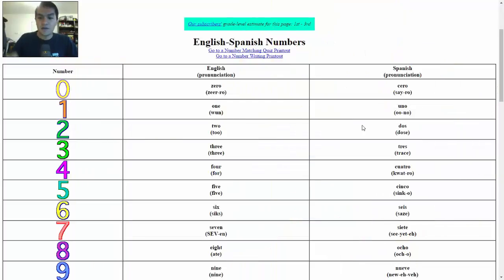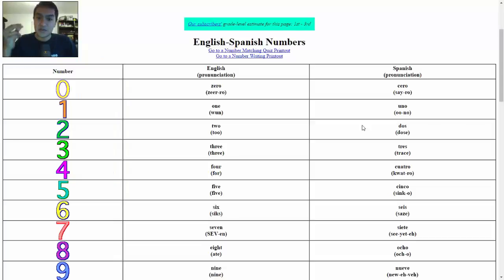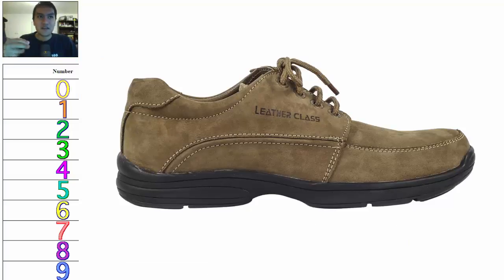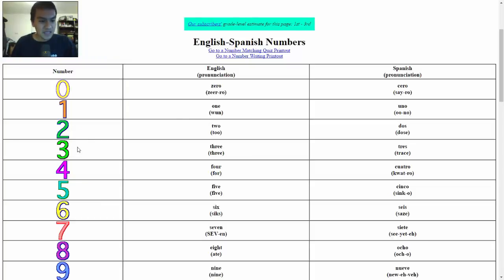2 in Spanish is dos. So for me, I think of toast. And so 2 is going to be shoe. So I picture myself tossing toast at a shoe. Maybe the shoe is even eating some of the toast that I toss at it. So that's what I picture for 2.